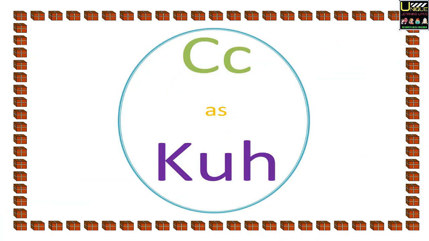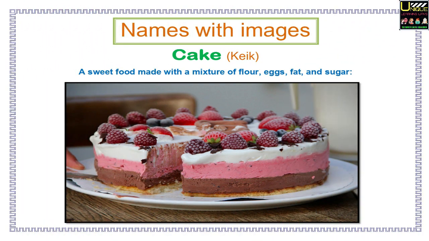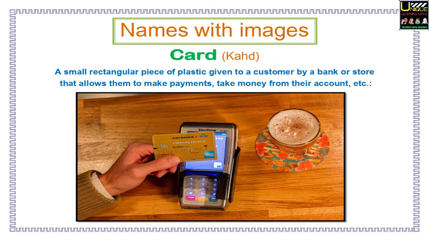C as K. Names with images. Here you will see the word, its explanation with an image. Cake. A sweet food made with a mixture of flour, eggs, fat, and sugar. Card. A small rectangular piece of plastic given to a customer by a bank or store that allows them to make payments, take money from their account, etc.